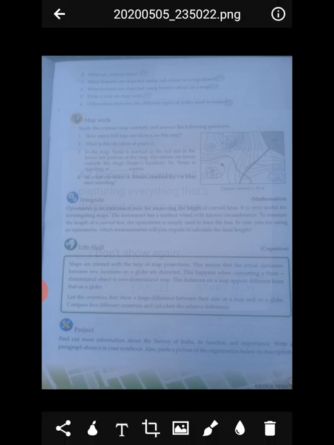Then you write point number 2, linear or graphical scale. It is similar to a ruler. This consists of a straight line which is divided into lengths that represent given distances on the earth's surface. And you can write point number 3, verbal scale. Verbal scales are also called statement scales. Here the map scale is described in words.